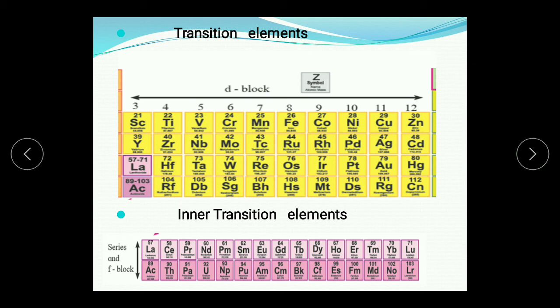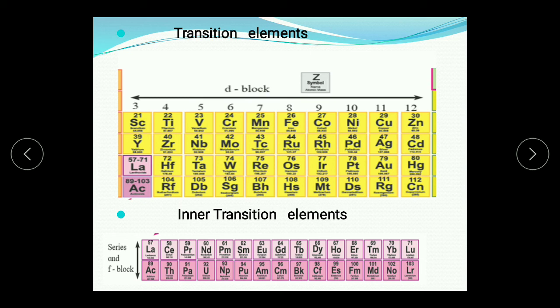As I told you earlier also, inner transition elements or F block elements are in the D block itself. But as they are not accommodated there and according to electronic configuration, they are placed separately in F block, and F block is located at the bottom of the periodic table. So there are two horizontal rows consisting of 14 elements each, and those are called inner transition elements.